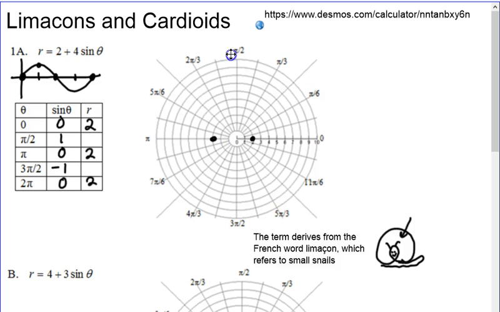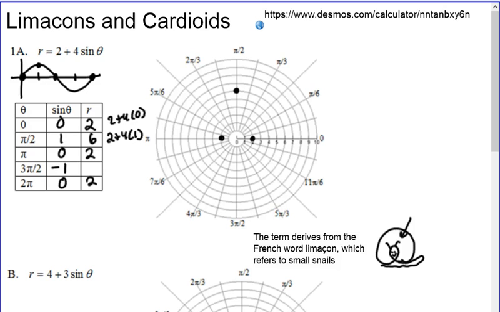Now, at pi over 2, sine is 1. That's when it's at its maximum. So we put pi over 2 in for theta, and we get 2 plus 4 times 1. So this is 6. So we go up to 6: 1, 2, 3, 4, 5, 6. That would be our high point of our graph, our maximum point. Now I just realized I plotted that one slightly wrong. That should be there. Okay.